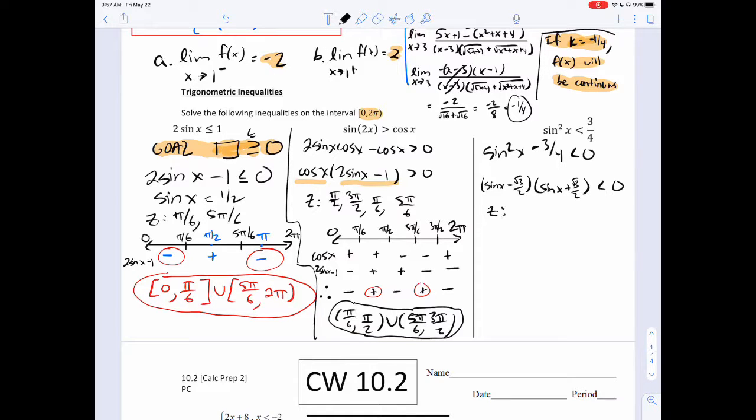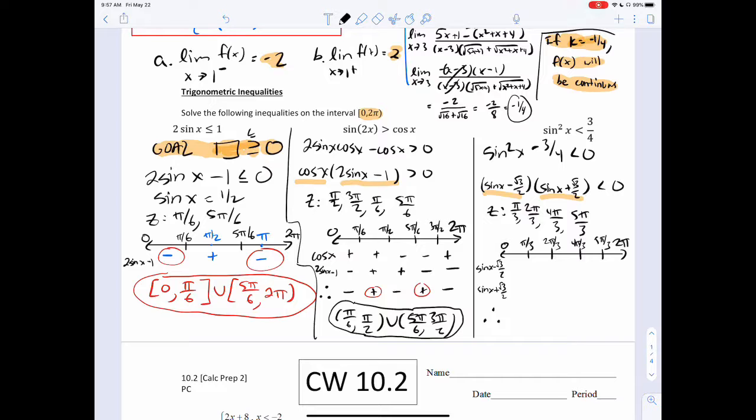The zeros where sine is plus or minus root 3 over 2, that's pi over 3, 2 pi over 3, 4 pi over 3, and 5 pi over 3. Let's make our number line 0 to 2 pi. Let's put them in order. Pi over 3, 2 pi over 3, 4 pi over 3, 5 pi over 3. And again, you have to understand you're writing these pieces down. Sine x minus root 3 over 2, sine x plus root 3 over 2. And some of you might just do that part in your head. That's perfectly fine as well.